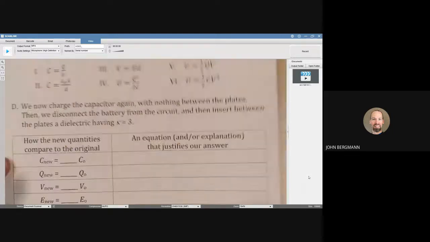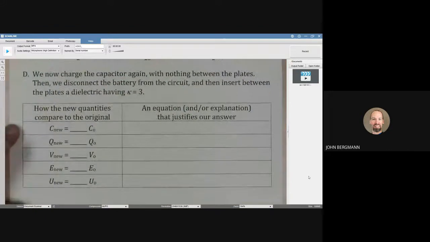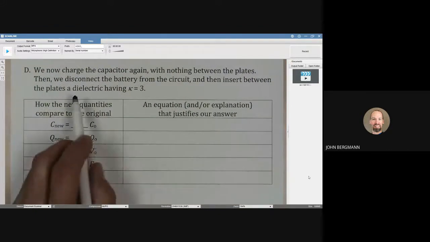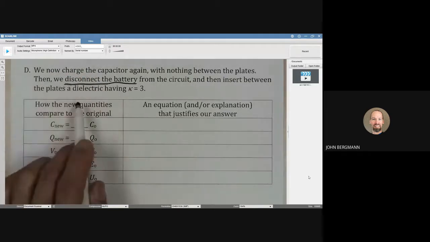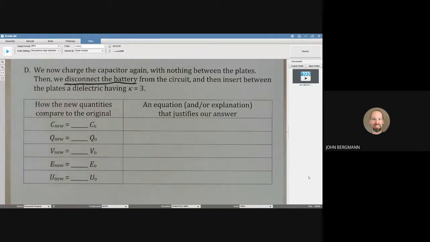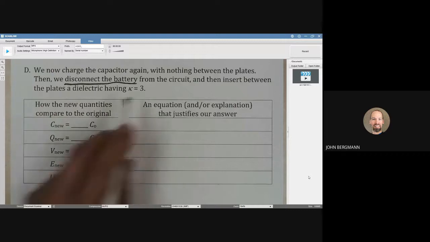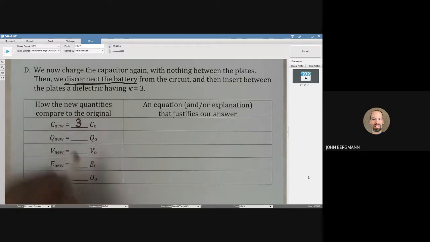Let's do one more example. We're going to do essentially the same thing here, but now we're going to disconnect the battery from the circuit, and then we're going to put our dielectric in there. Anytime you put a dielectric in there, the capacitance is going to go up. So it's going to be 3 times higher than what it was.